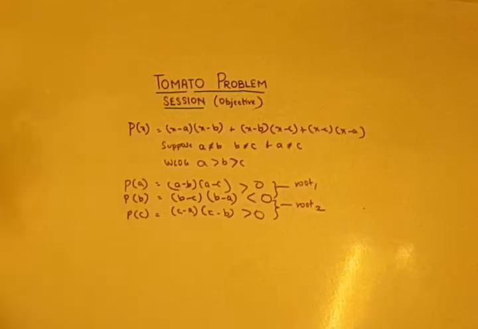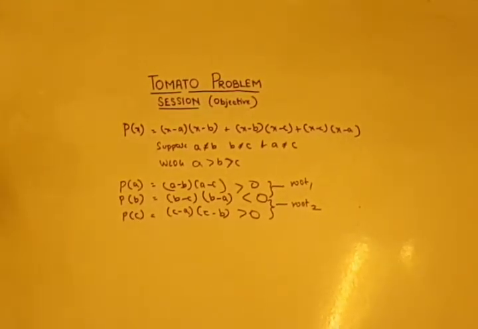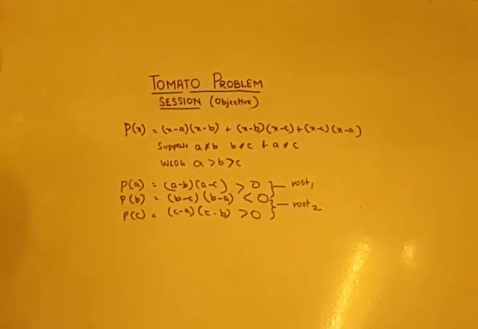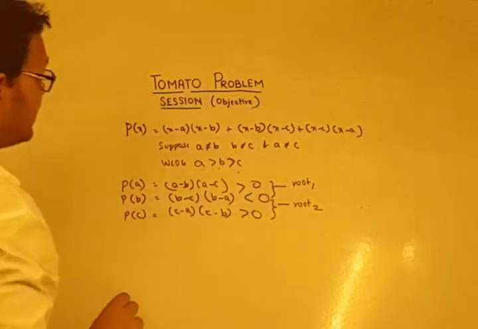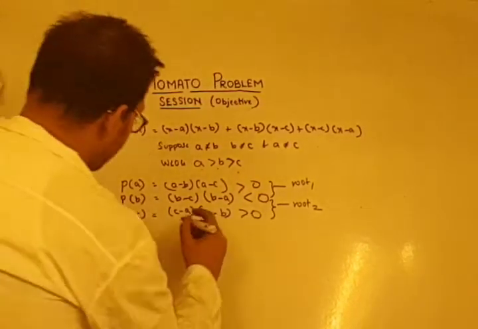But you can see that root 1 can never be equal to root 2. This is because they both lie in entirely different intervals. And therefore A greater than B greater than C is absurd, so it's a contradiction.